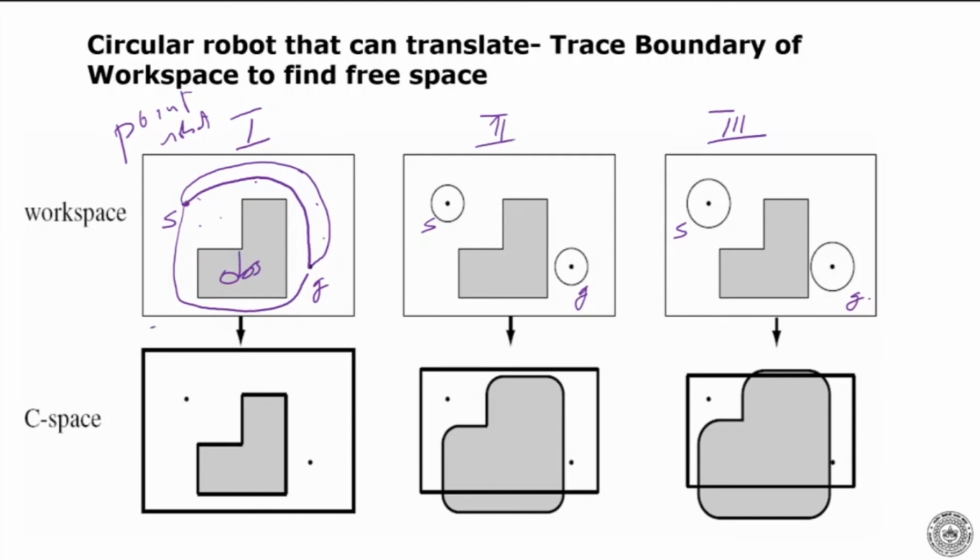So we are converting this into C space, because it was a point robot, it still remains the same. There's no change, and we can find a path like this, for example. And it's also clear that it can go from the bottom like this to this point.